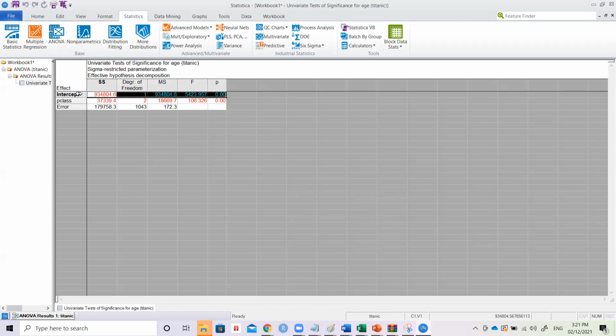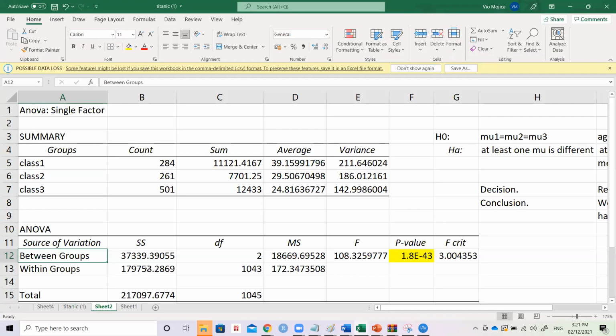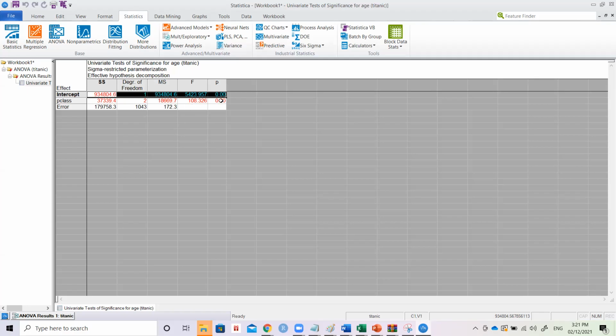Please disregard the intercept row just in case hindi siya kasali. But let's look, 37339.39, it's the same. 179,758.3, it's the same. So of course we're gonna arrive at the same answers. Ito yung p-value na important, the one for P class.